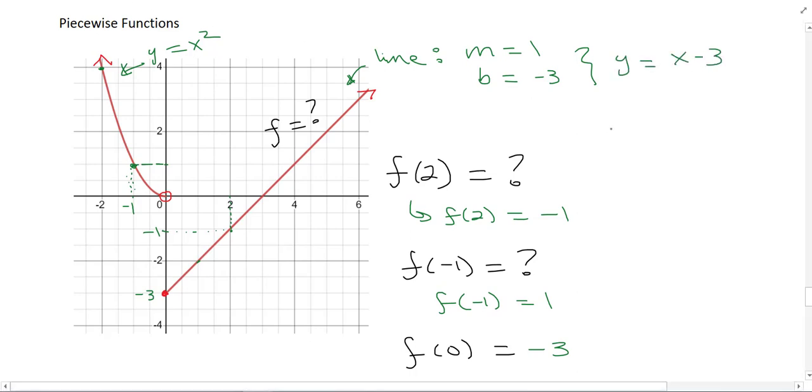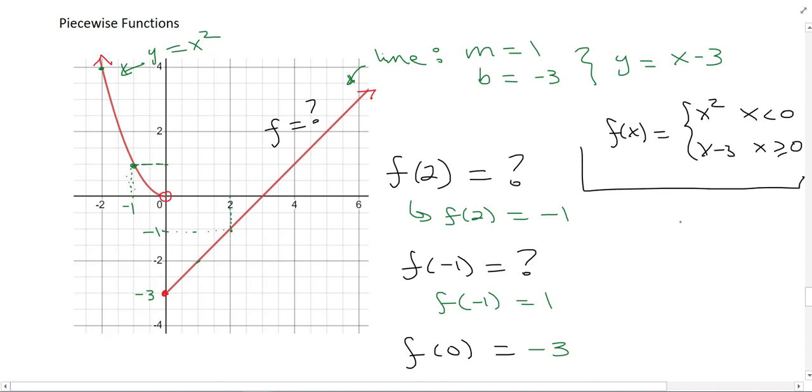So we can then find a rule for f of x: it is the parabola y equals x squared for the values less than 0. So for x less than 0, not including 0 because that is open. And it looks like the line x minus 3 when x is greater than or equal to 0. Notice that for all the positive values of x, we're looking like this line, which is the line of slope 1 with y-intercept -3. And so this will be the rule for the function.